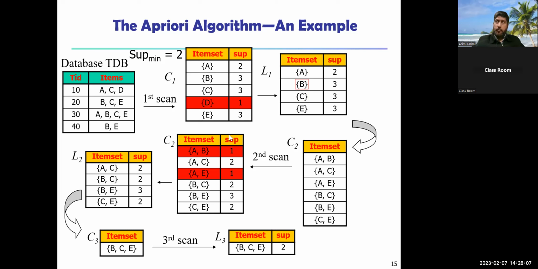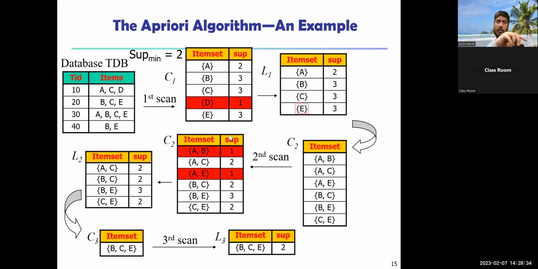You notice that D has been removed from this table. Why was D removed? Because its support was 1. The minimum support was 2, so this cannot be frequent. So this particular table on which my cursor is, this is the table of frequent one item sets.